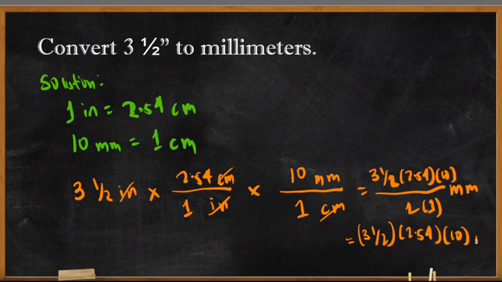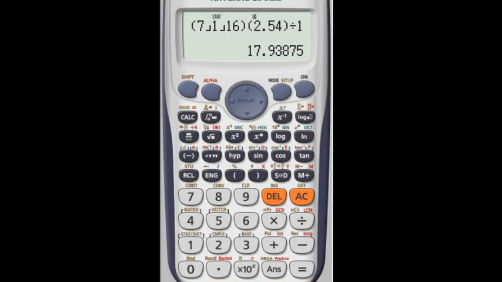2.54 times 10 mm. Okay, then we will now call upon the power of our calculator. So we will have 3.5 times 2.54 times 10. Okay, and this will be equal to 88.9. So we will have 88.9 millimeters. And this is now our answer.